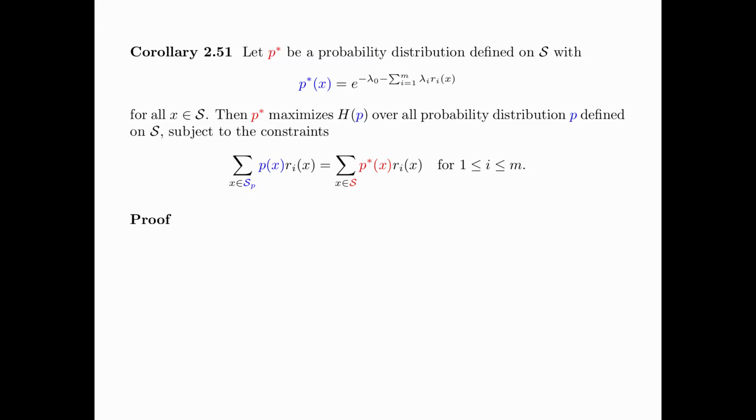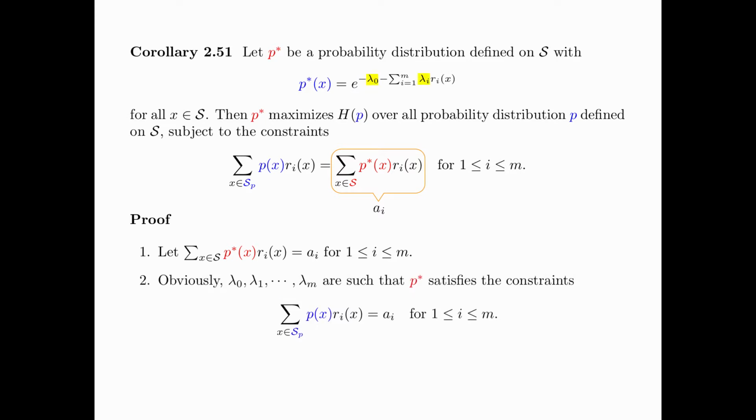The proof goes as follows. Let summation x in S, p star of x times Ri of x be ai for all I. Then by construction, the parameters lambda 0, lambda 1 up to lambda m in p star of x are such that p star satisfies the constraints summation x in SP, p of x times Ri of x is equal to ai for all I. Then the corollary is implied by theorem 2.50.